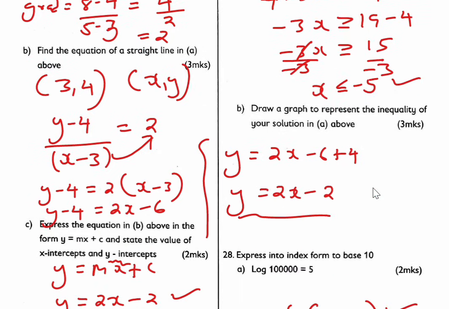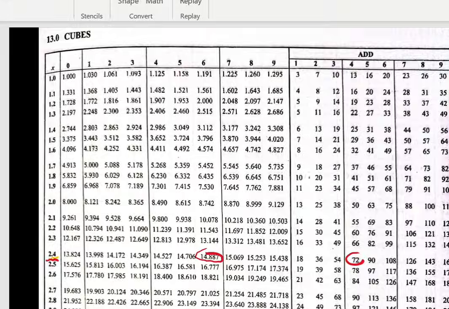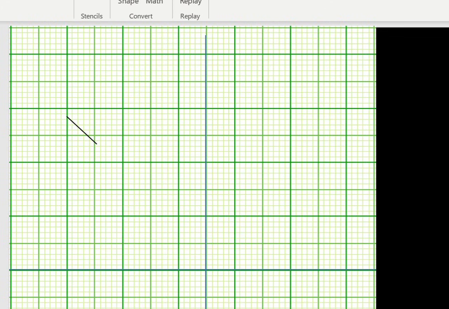Part B. Draw a graph to represent the inequality of a solution in A above. So remember, our inequality is here. It means our inequality was x is less than or equal to negative 5. So we're going to represent these on a graph. So this is our graph. So remember, our inequality was x is less than or equal to 5.